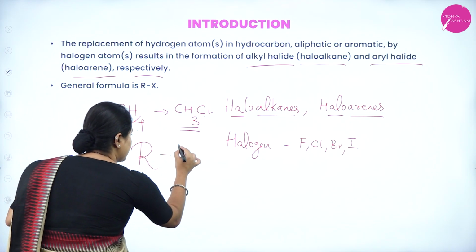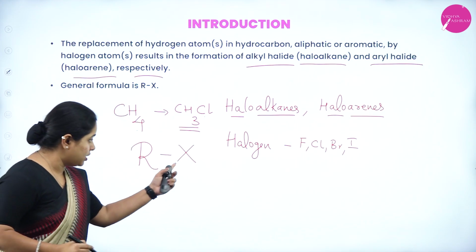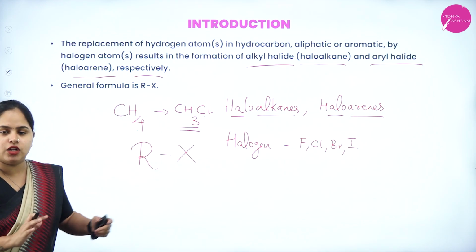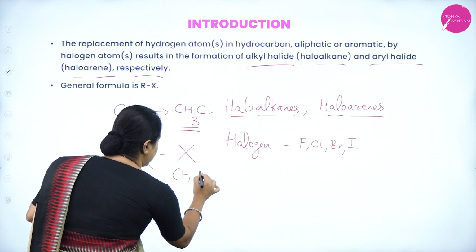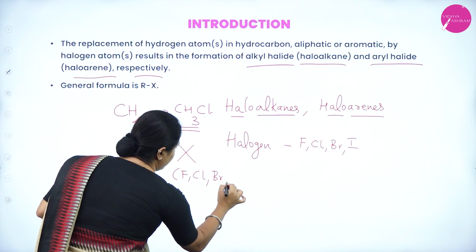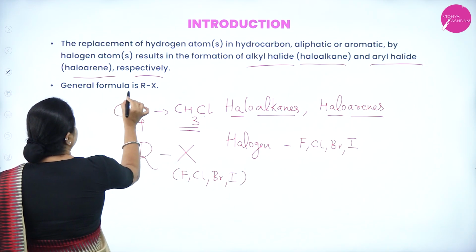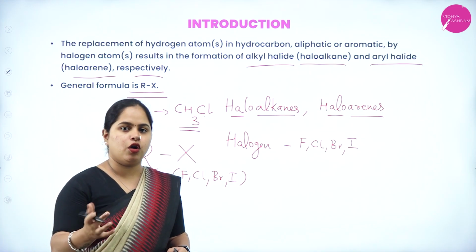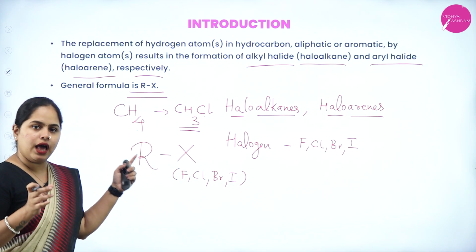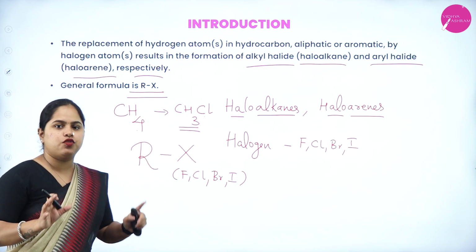And X is written here. So this X stands for whichever halogen is being replaced, right? So this can be fluorine, chlorine, bromine or iodine. As you can see here, RX is the general representation of an alkyl halide or aryl halide. R stands for the alkyl or aryl group, X stands for the halogen.